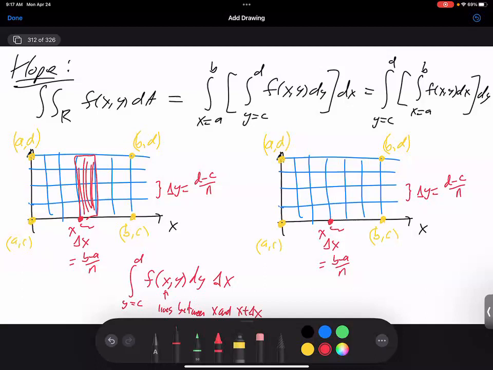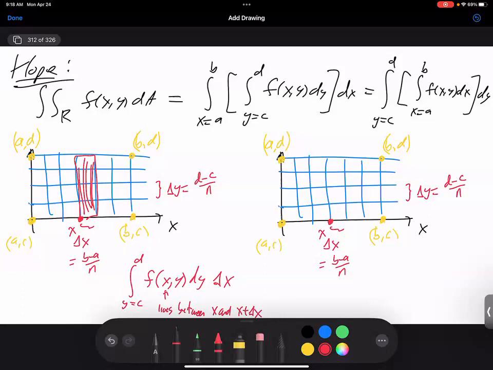Wait, so we're evaluating the function, but I'm finding the area under the surface, and then your y is going from c to d? So I'm finding the volume under the surface in this very thin rectangle. What about this change in x that you're multiplying? That's the width of the rectangle. The rectangle's width is delta x. The height is d minus c. So if the function was constant, it would just be the base times the height. But the function is not constant, so I keep multiplying by the value of the function.